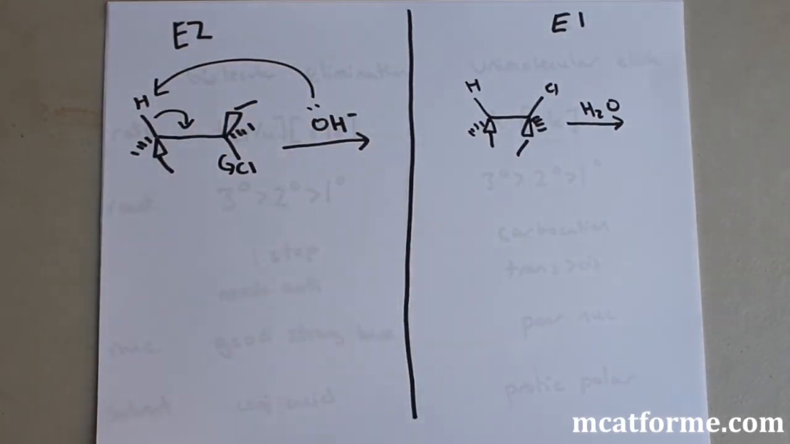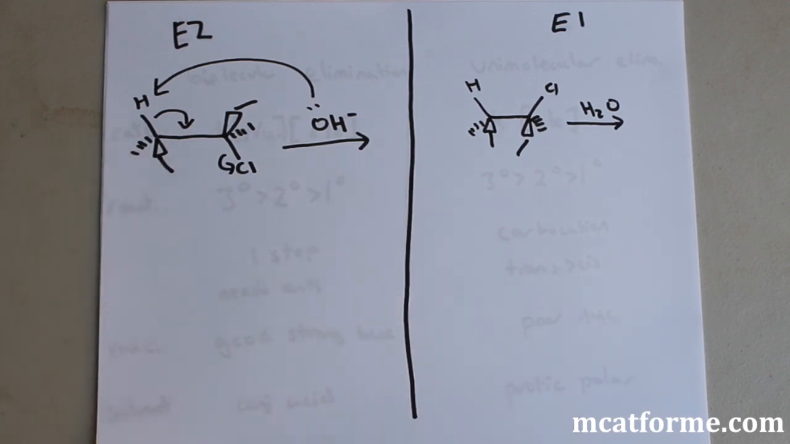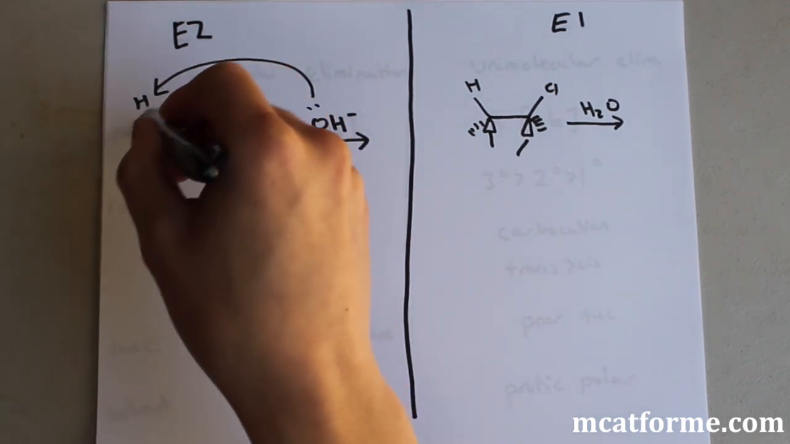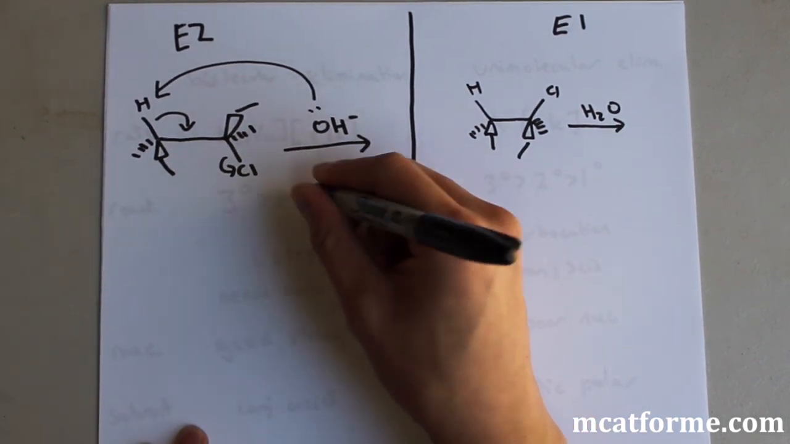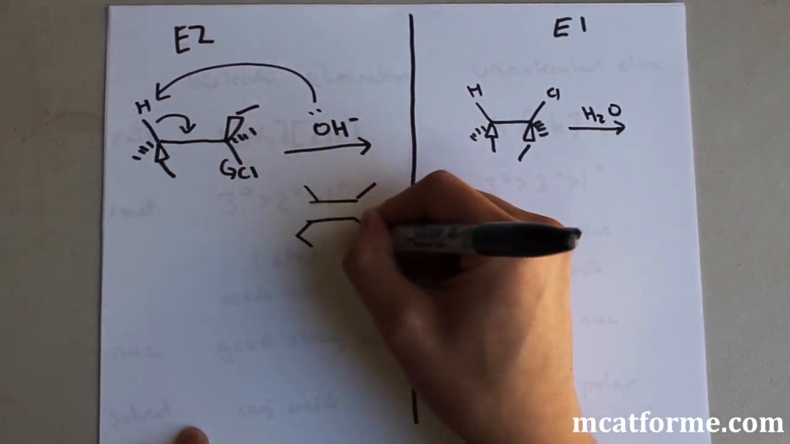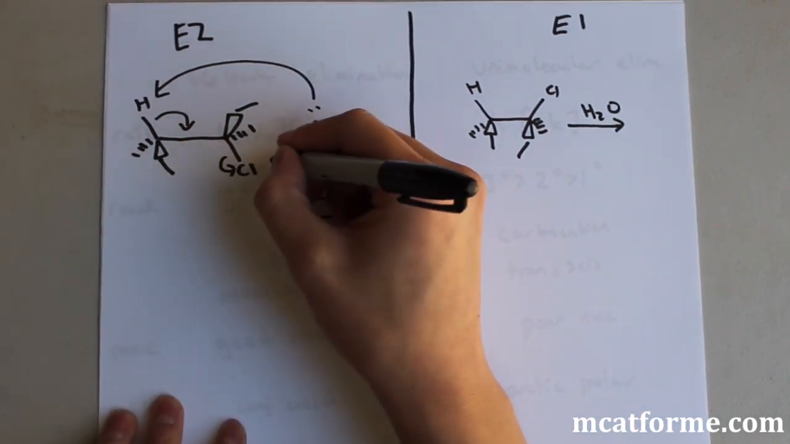Every single time we're always going to have this H, and we're going to have a leaving group. It could be a halogen, it could be whatever. What's going to happen is the electrons from the hydrogen are going to bond to make the alkene, and the leaving group is going to leave. So we're going to see that the product is going to look something like this. Notice how I put it in a cis conformation, or a Z conformation. There's a reason why we did that, and we're going to see that right now.